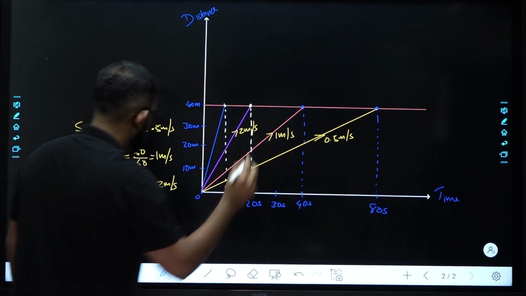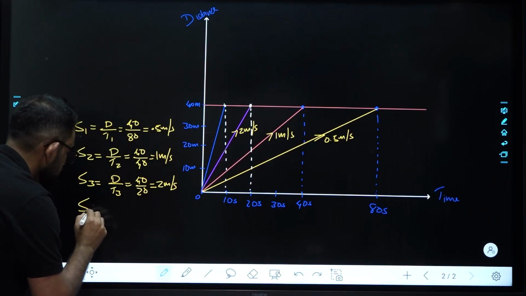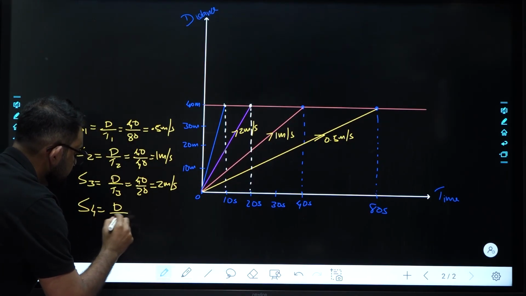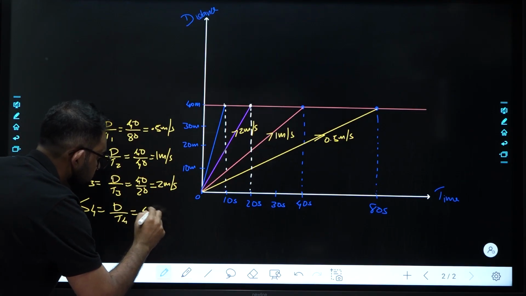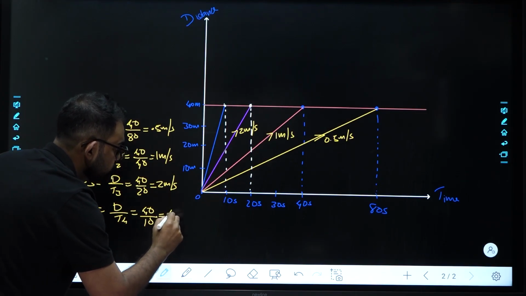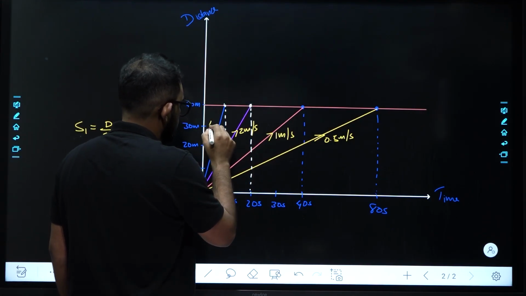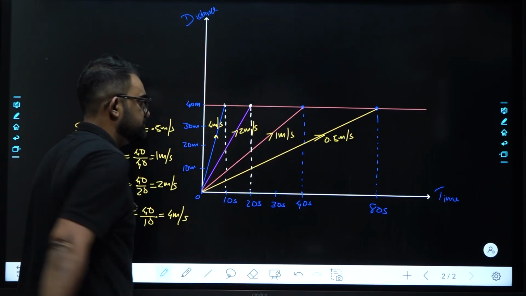2 meter per second. Then the final speed, that is S4, is equal to simply distance divided by T4. That is simply 40 divided by T4, which is 10 seconds. So 40 by 10 is equal to 4 meter per second. See, this is what? 4 meter per second.